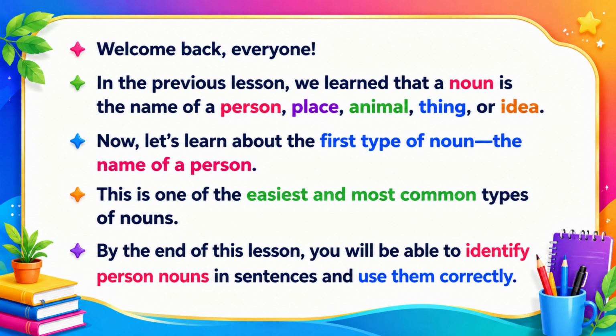In the previous lesson, we learned that a noun is the name of a person, place, animal, thing or idea. Now let's learn about the first type of noun, the name of a person. This is one of the easiest and most common types of nouns. By the end of this lesson, you will be able to identify person nouns in sentences and use them correctly.